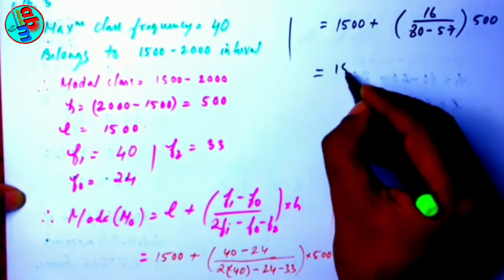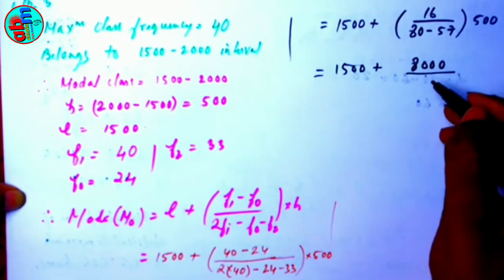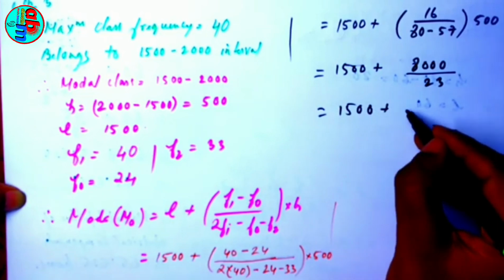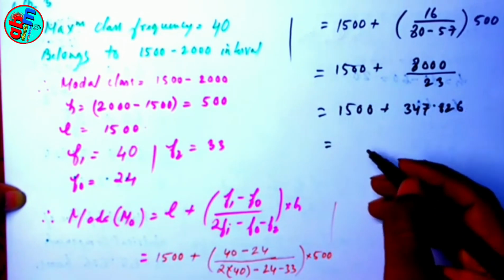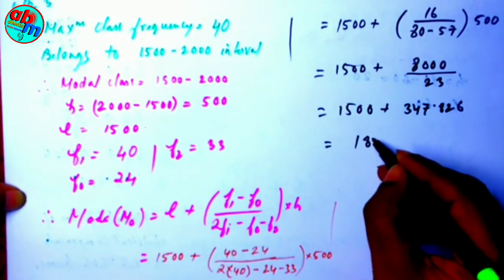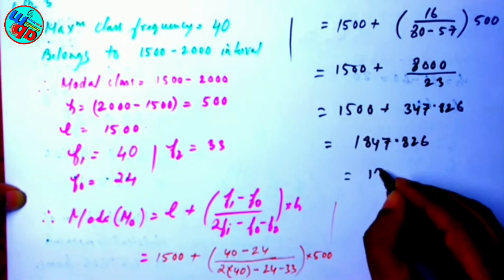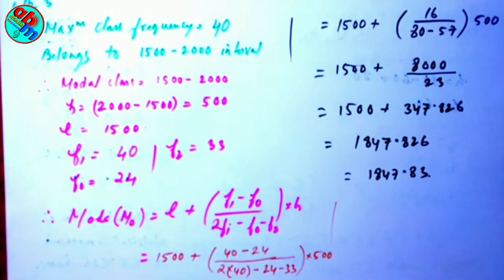So this is equal to 1500 plus 8000 after multiplying, divided by 23. So this will be 1500 plus 347.826, which after adding is 1847.826, and approximately 1847.83. Therefore, the modal monthly expenditure was rupees 1847.83.